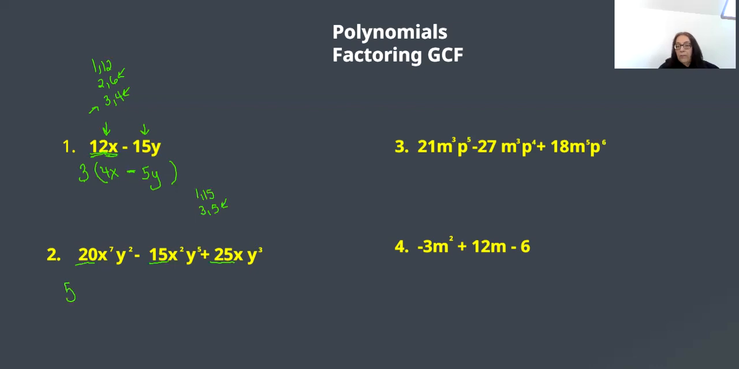Now we got to look at the variables, the letters. Let's look at the x first. This one has an x, this one has an x, and this one has an x. So all the terms have an x. When that's the case, that means you can factor out an x. And then you look at the smallest exponent. I've got a 7. I've got a 2.